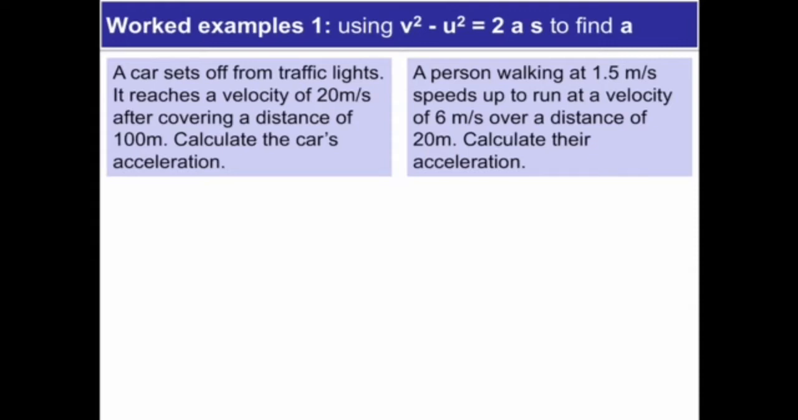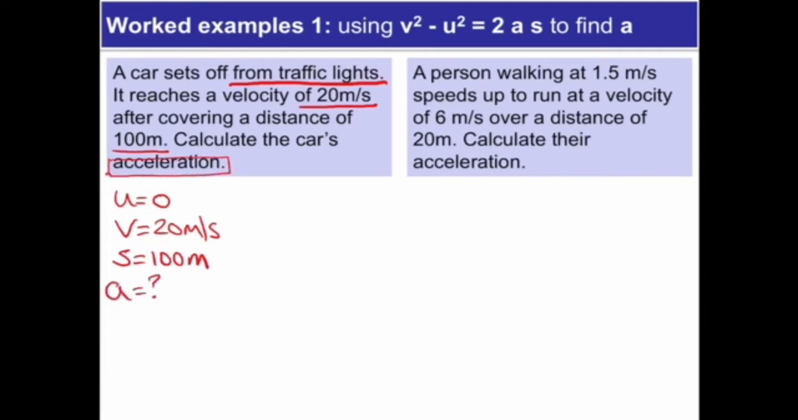So the first question here, just like in the previous video, I don't really care what the context is. All I'm looking for really is what data have they given me and what do they want me to calculate. So that's what I'll look for first of all. We've got some hidden information here. It tells us a car sets off from traffic lights, so it presumably was stationary. It reaches a velocity of 20 meters per second. So we've got U, we've got V, we've got the distance of 100 meters, that's S, and we have to calculate the acceleration, that's A.